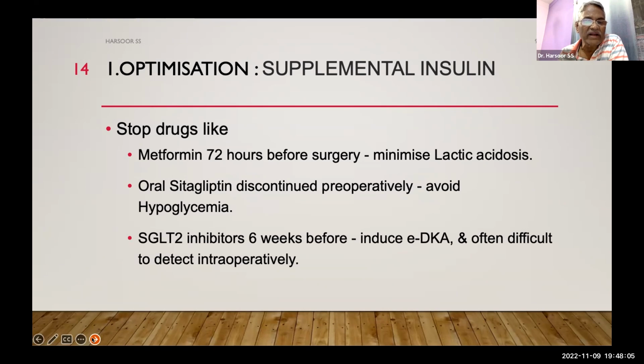And a very popular drug, sitagliptin, currently used, needs to be discontinued preoperatively because the possibility of hypoglycemia is high. And for currently fancy drugs like SGLT2 inhibitors, it is recommended to stop almost 6 weeks before, which is definitely beneficial, because this is one drug identified with euglycemic ketoacidosis, which is often difficult to detect intraoperatively. So if the patient is on such drugs, these drugs need to be stopped.